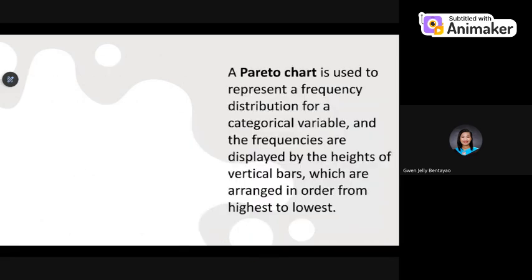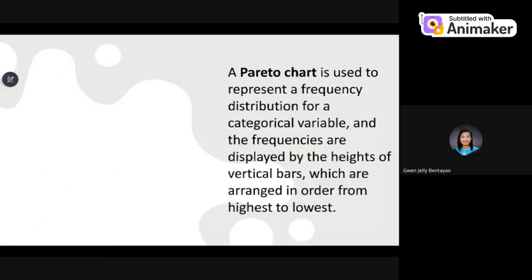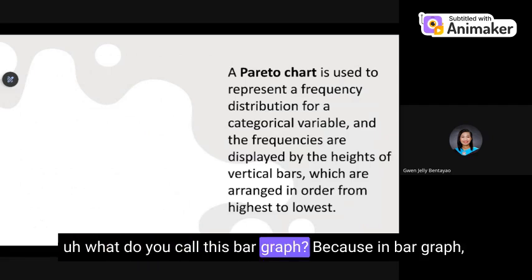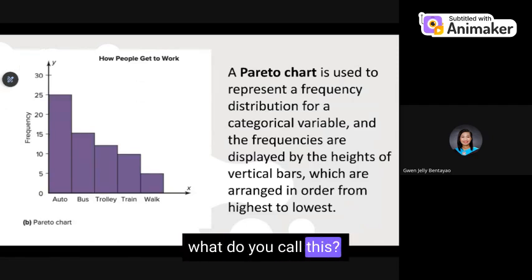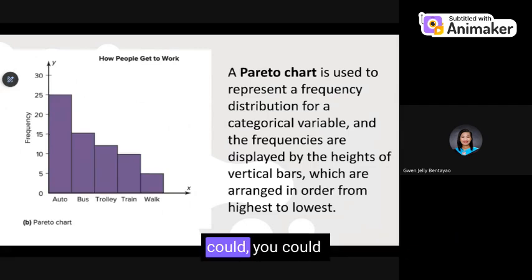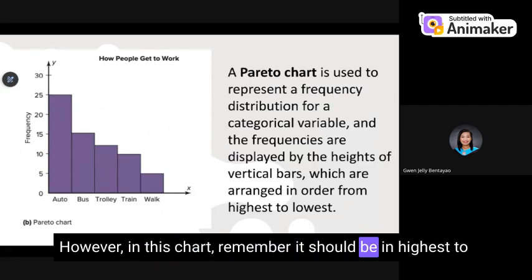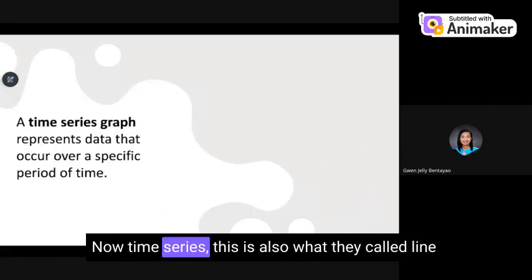Now, Pareto chart is another way of presenting data through a graph. However, it is different from the bar graph, because in a bar graph there are spaces between the bars, while in a Pareto chart there are none. In a bar graph, you could put the data in any order, but in a Pareto chart, remember it should be from highest to lowest.